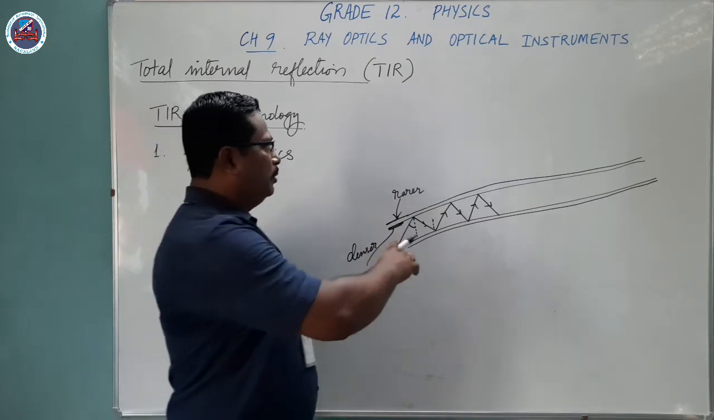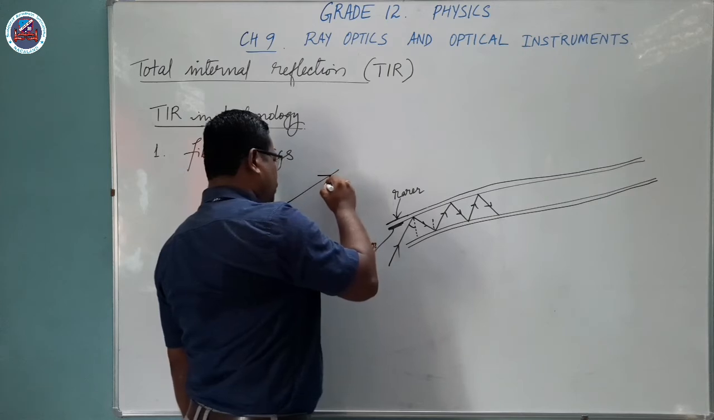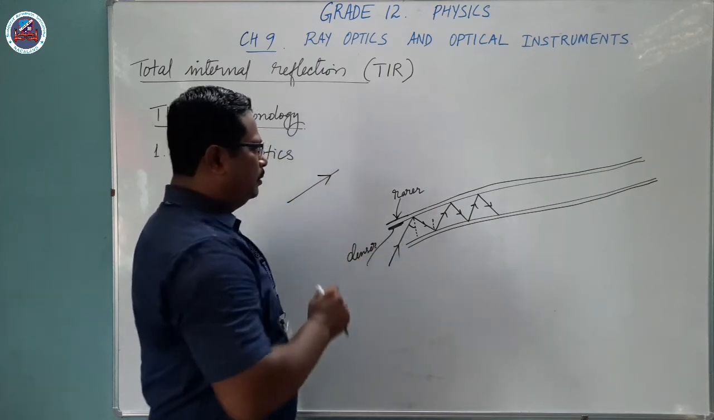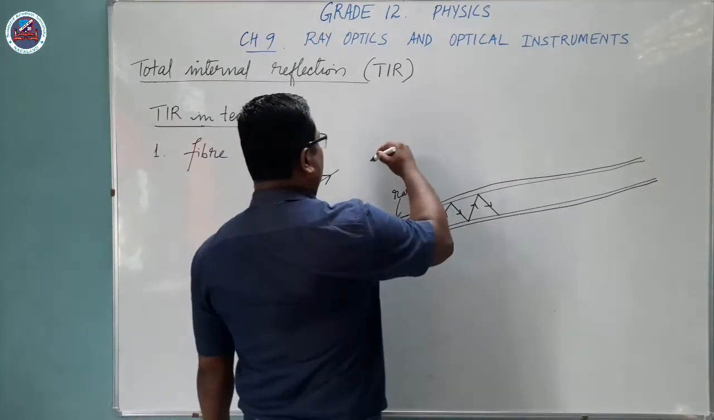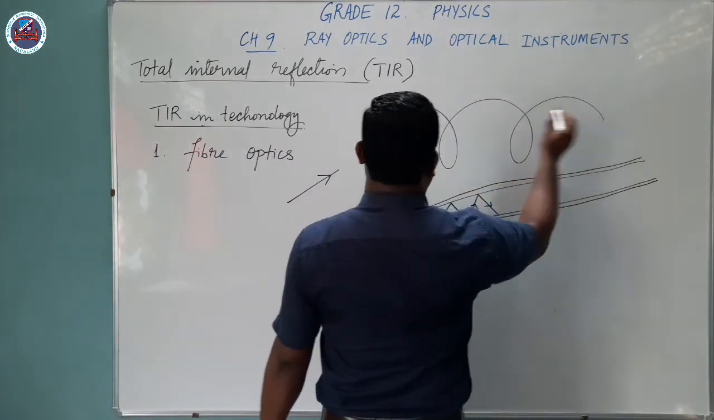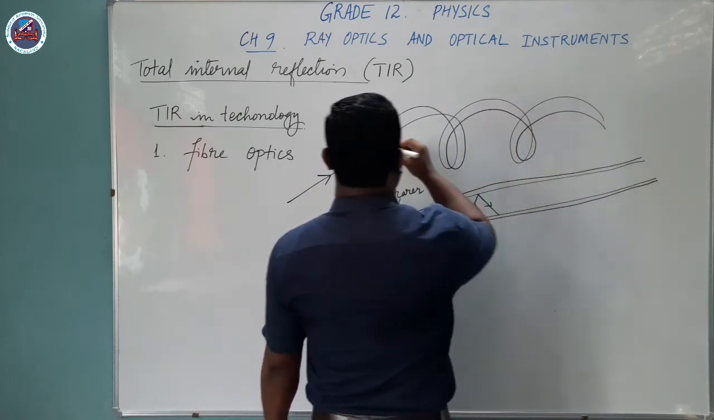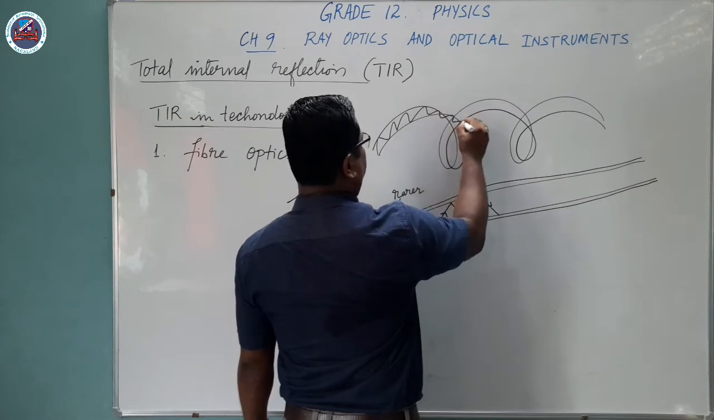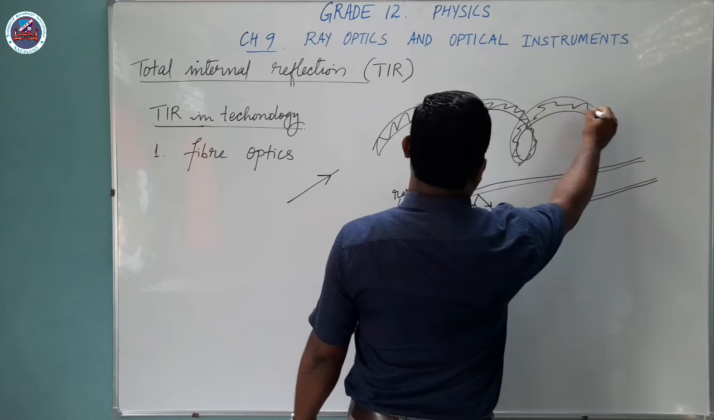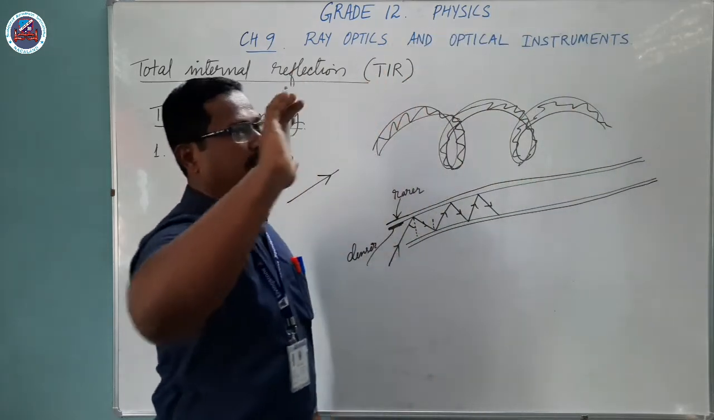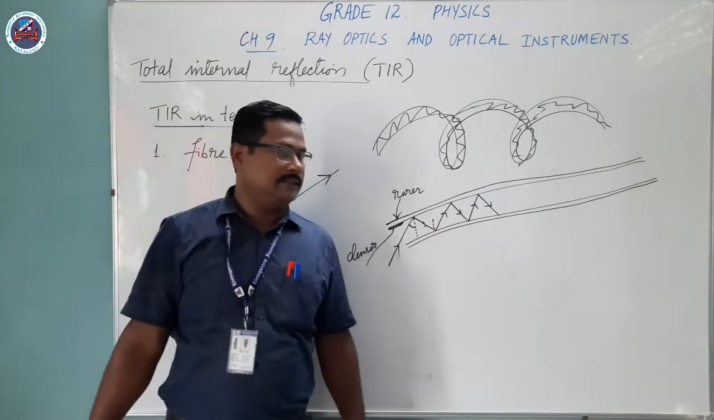So if you use this fiber optics, we know till now that light travels in a straight path in geometrical optics, but if you use this fiber optics, you can allow the light to go in a curved way also. If you keep the glass pipe this way, then light will travel this way, it will travel in a curved way and go out. So we can make the light pass in any form we want.